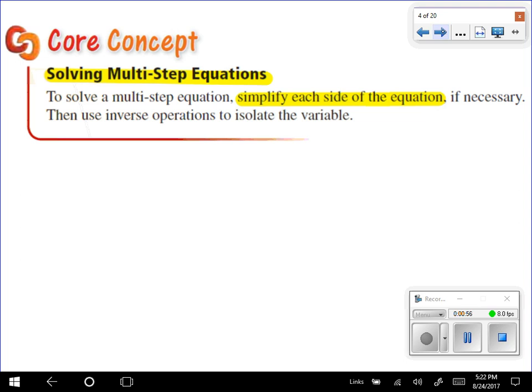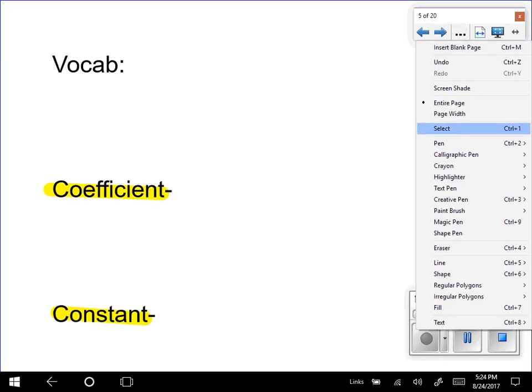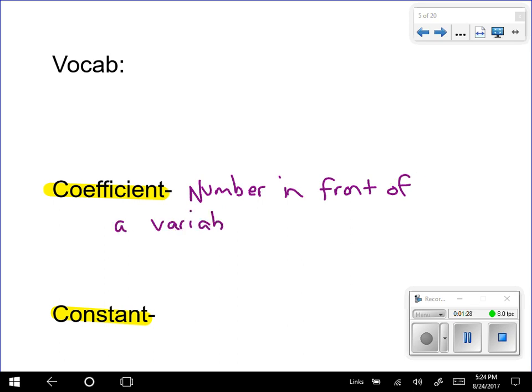So we have a few definitions again that we're going to look at and make sure we understand, and then we'll do some examples. Let's look at these two vocab words first. Coefficient. The coefficient, hopefully you know what that is. A coefficient is a number in front of a variable, so a number pretty much being multiplied by a variable.